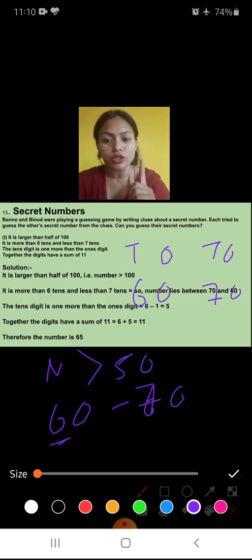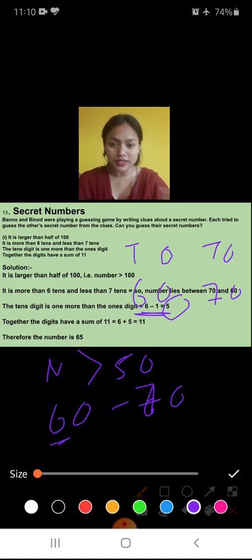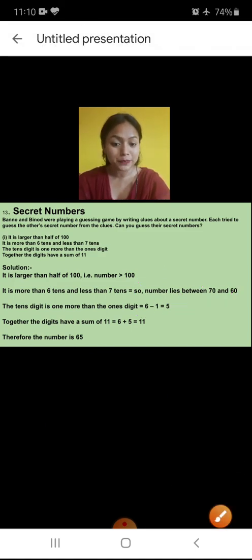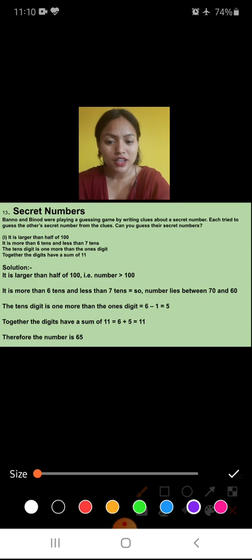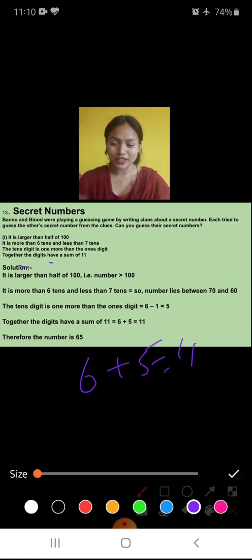Now one more clue is given: the tens digit is one more than the ones digit. So for the tens digit 6, we will do 6 minus 1. So what's the answer? 5. Means the ones place is 5 and the tens place is 6. One more clue is given, that together their sum is 11. So if we add 6 plus 5, what will we get? 11. This is your answer. So our number is 65.